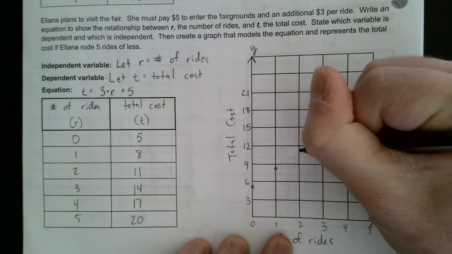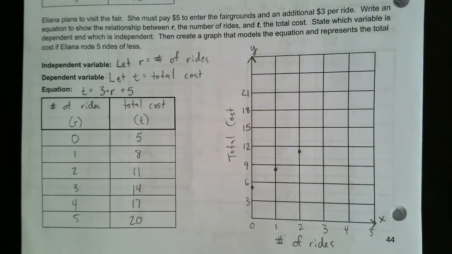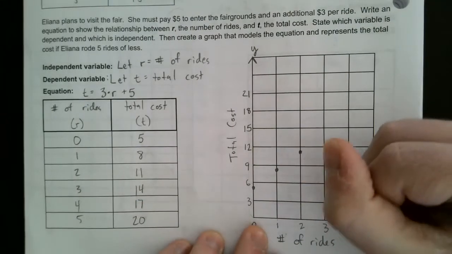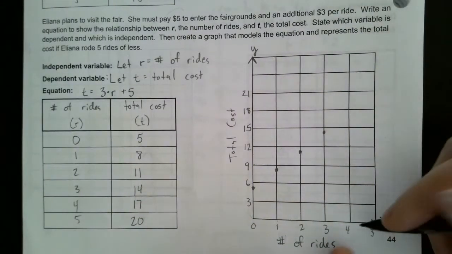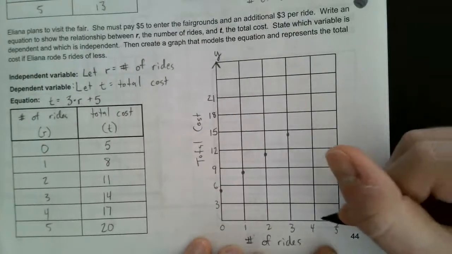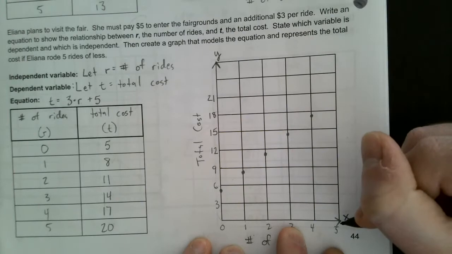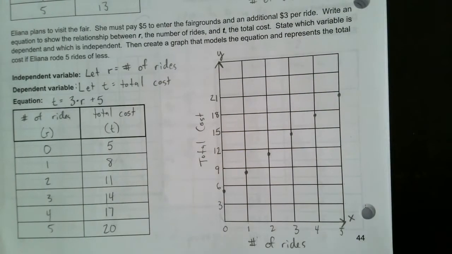So it looks like all of these are going to be just a little bit below the next number because it's going up by 3, because it's $3 each ride, so that makes sense. 3 is going to be $14, a little bit below 15. 4 is 17, so it's kind of going in the same spot, which is great because that definitely means it's going to be linear. 5 is going to be $20. Nice.